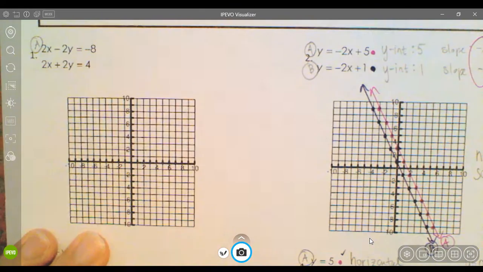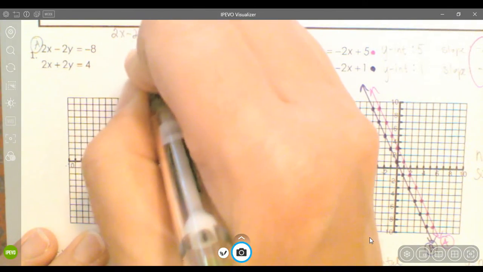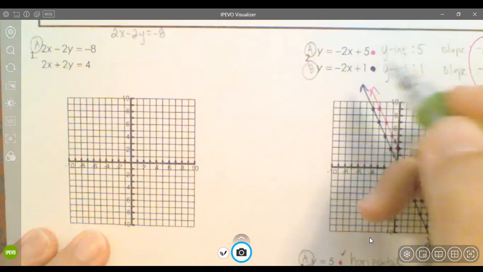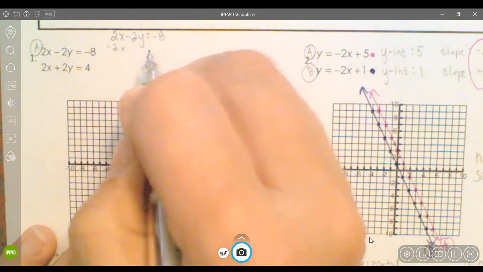So equation A: I have 2x minus 2y equals negative 8. In order to solve for y, I'm going to subtract the 2x.